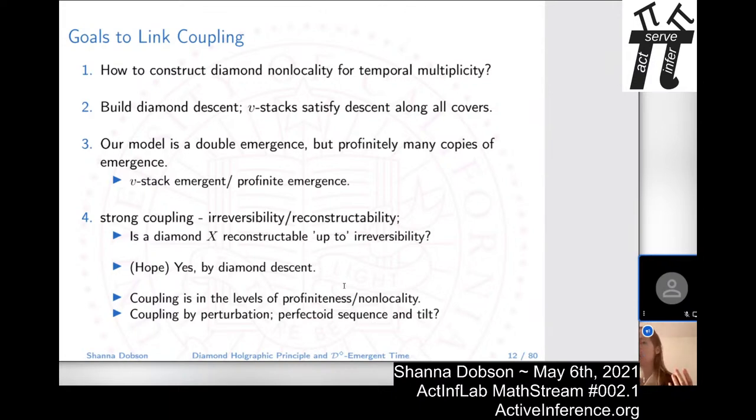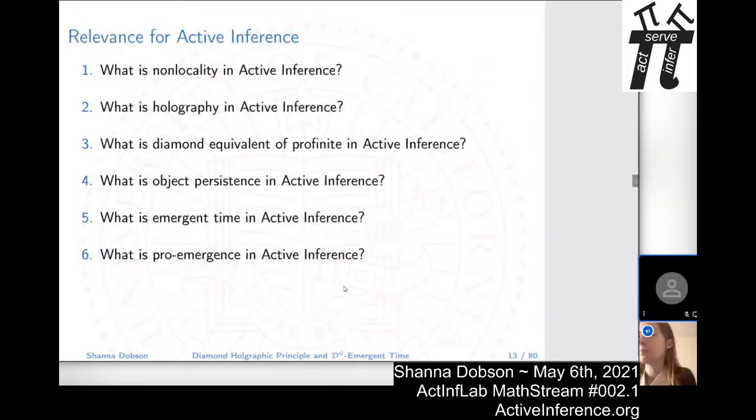You've seen the "up to" condition in mathematics, which is like A is equal to B up to some condition, meaning considering that condition. So the hope is that yes. If I can get this play between reconstructability and irreversibility, maybe that will make more sense mathematically for what it means to be irreversible. The strength of the coupling would be in the levels of the profiniteness and the non-locality. How many levels do you actually have there? What's the strength? Coupling by perturbation, I already said that's perfectoid and tilting. So big questions. What would non-locality actually be in active inference?